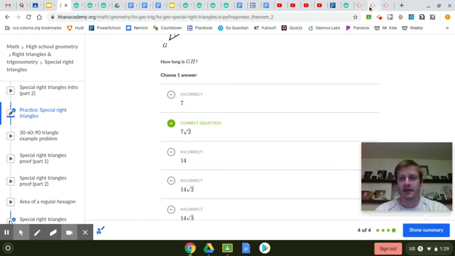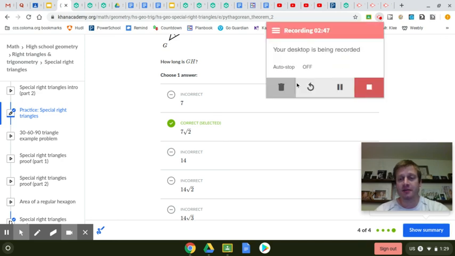Hope this helps out. Please give the special right triangles another try. Keep making progress towards the quiz at the end of the week.